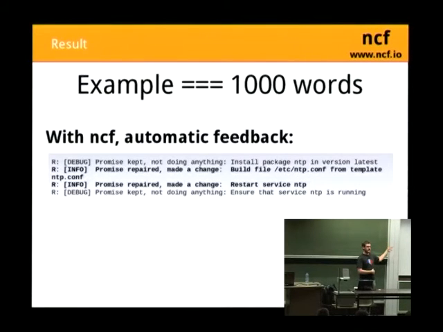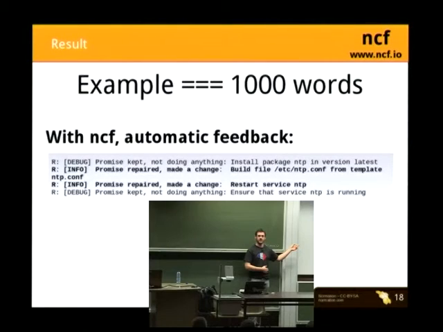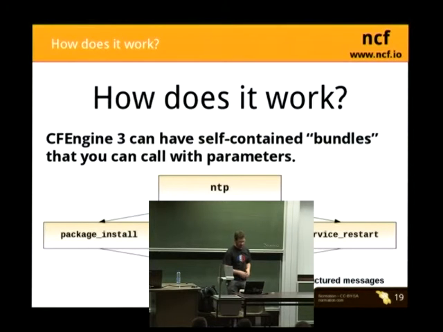Basically, you get one line for each of those promises we saw earlier. So the top one is saying the promise was kept: the package NTP is already installed, we don't need to change anything. Cool. Lines two and three are saying the promise was repaired, something changed, so we actually edited the config file, it was not up to date, and therefore we restarted NTP. And then the final promise checked that NTP was running, and fortunately it was running. Simple. So how does this actually work?